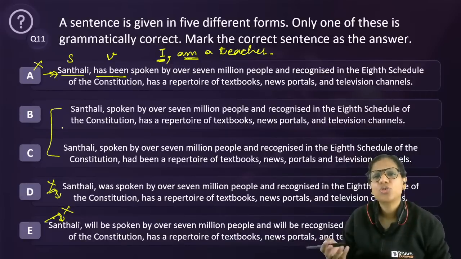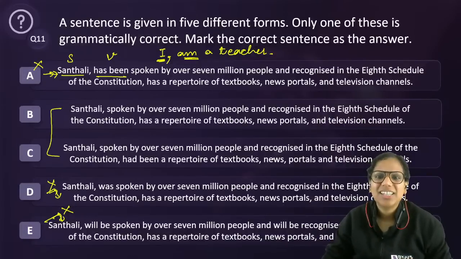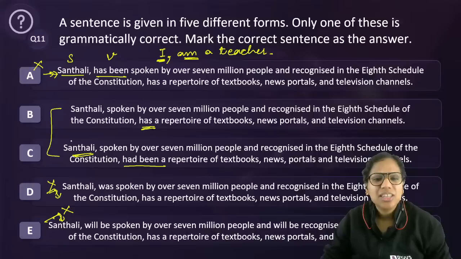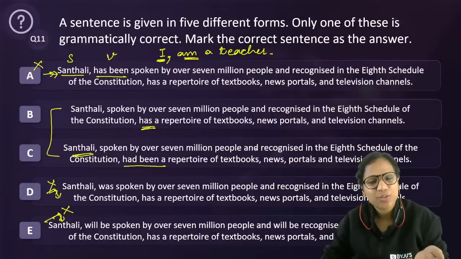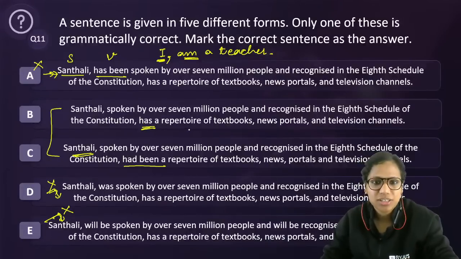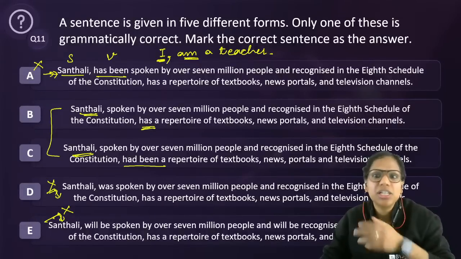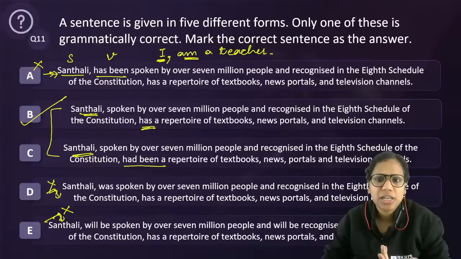There's always going to be a choice between two close options, right? So here you spot the differences. You read vertically and you spot the differences. And here is the difference: has a repertoire or had been a repertoire. So has a collection or had been a collection. The language had been a collection itself, or the language has a collection. That's what we'll say: this language has a collection of textbooks, news portals, and television channels. B is the only correct one.